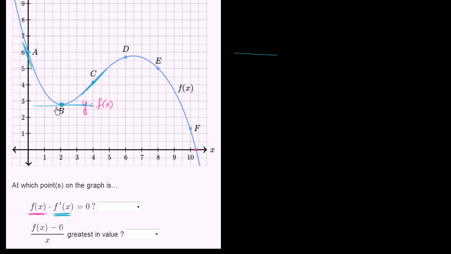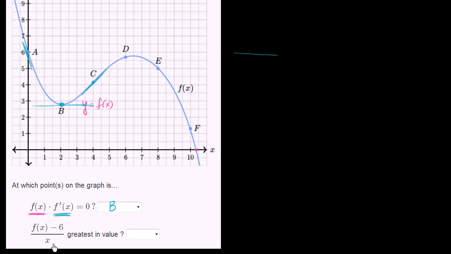Or another way you could think of it is the instantaneous rate of change of the function right at x equals 2 looks like it's pretty close to 0. So out of all of the choices here, I would say only B looks like the derivative at x equals 2, or the slope of the tangent line at B, is 0. So I'll say B right over here.